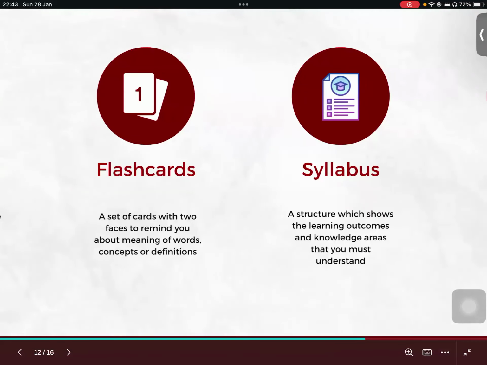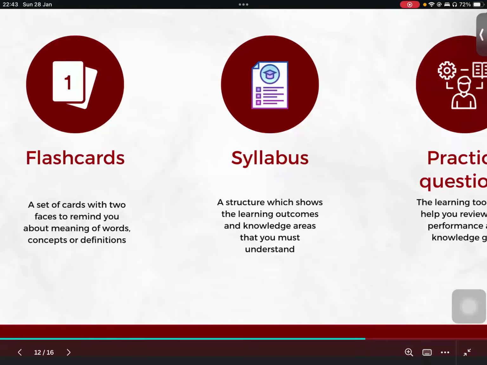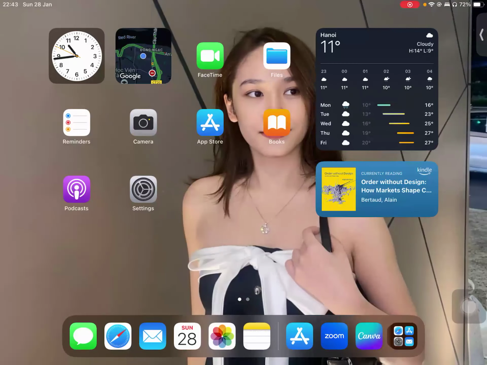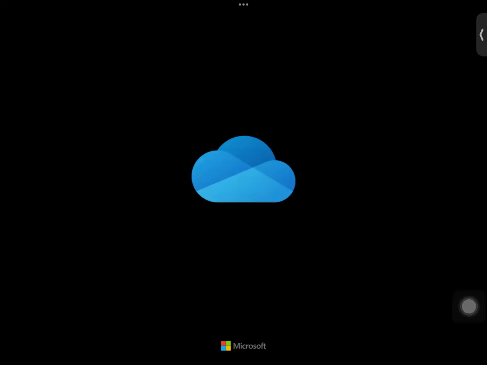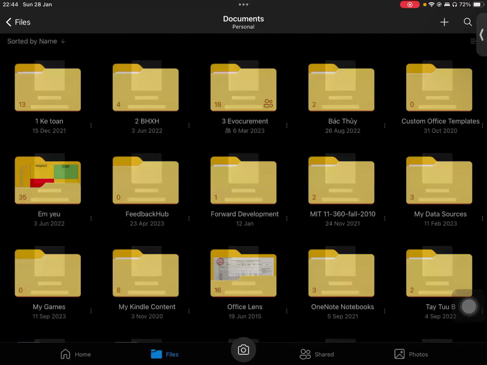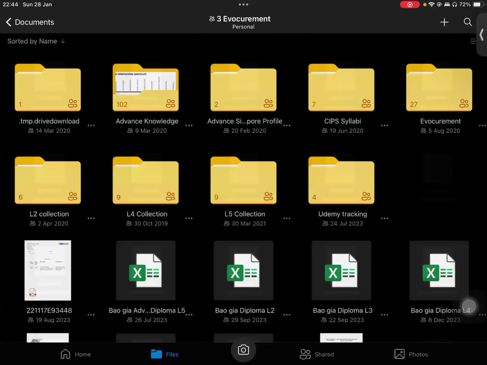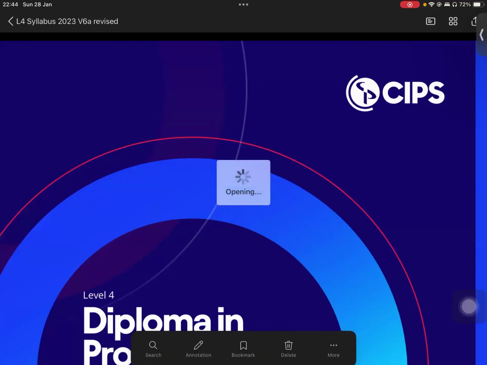The next tool I suggest that you should use is the syllabus. This is a very simple tool, and actually CIPS already made this for you. The syllabus is the thing that you see. You can download it from the CIPS website, and it looks like this. It outlines the learning outcome and the assessment criteria.